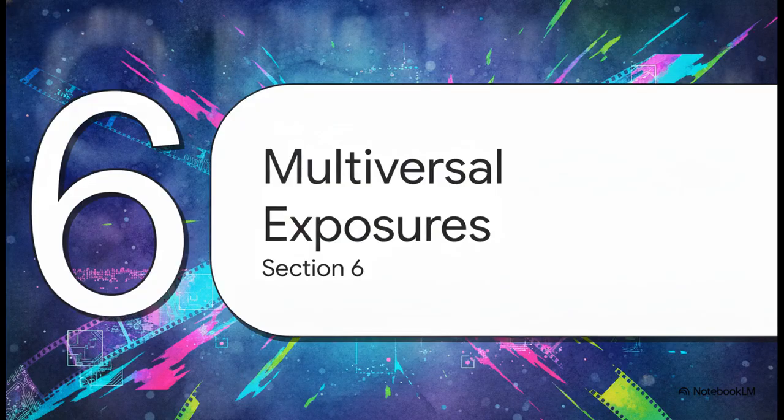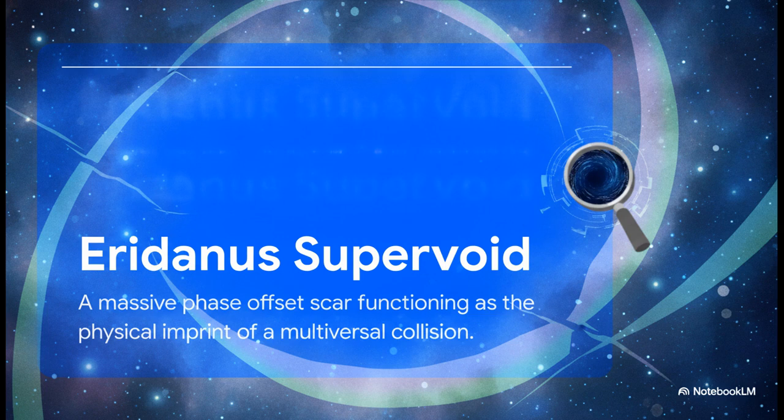And finally, we arrive at Section 6, multiversal double exposures. So, we know what happens when our biological hardware glitches. But what about when the universe's rendering engine encounters a glitch? The crucial point here is that cosmic anomalies are essentially multiversal indexing issues. Take the Eridanus supervoid, for example. It's a billion light-years of inexplicably empty, freezing space. But in this framework, it isn't just an empty patch of nothing. It's a phase-offset scar. It's literally the physical imprint of a multiversal collision, a Trojan overlap, where two vastly different rendering architectures just bumped right against one another.